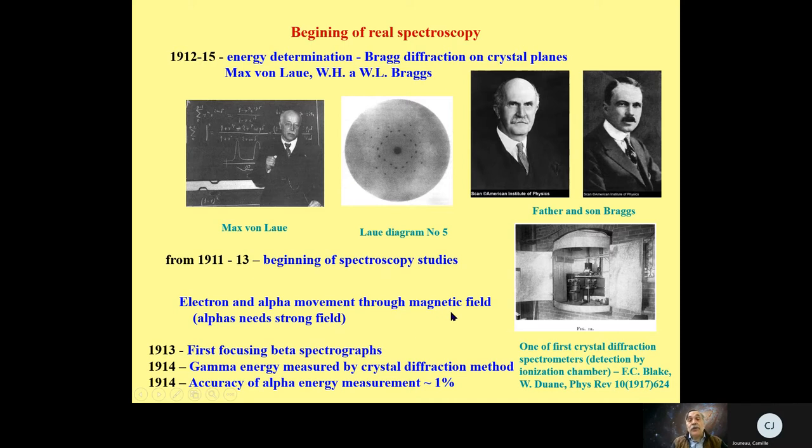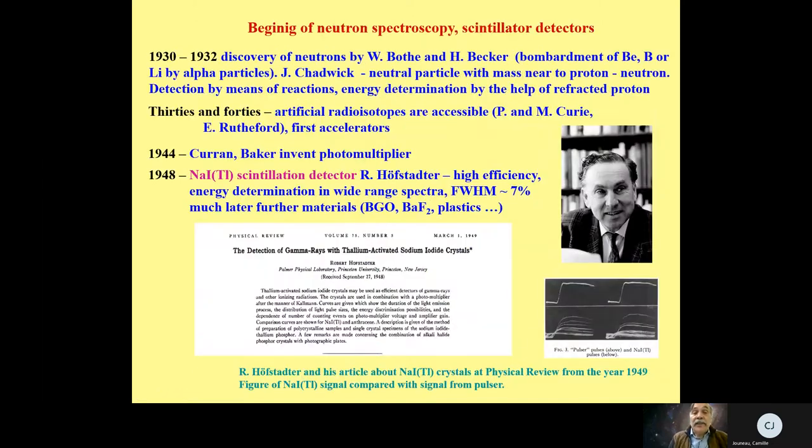Okay, that's also, as I said just a few sentences before, electron and alpha movement in magnetic field, it's possible to use, and we have this magnetic spectrometer. And also in this time, it was firstly possible to use these beta spectrographs, focusing beta spectrographs. As I said, this gamma energy is possible to measure by crystal diffraction method, and this alpha energy measurement by magnetic spectrometers was possible to do with accuracy which is near to 1%.